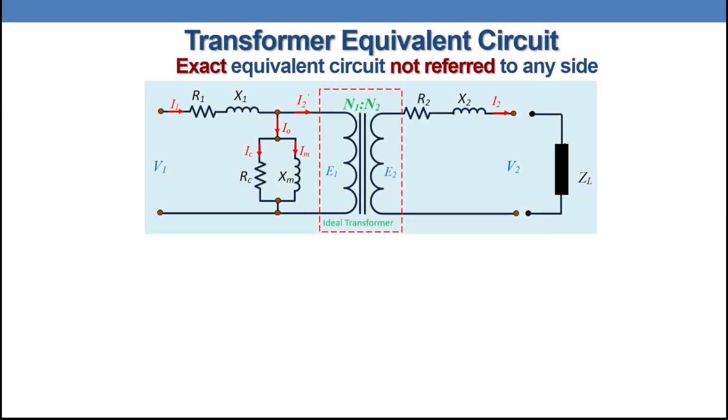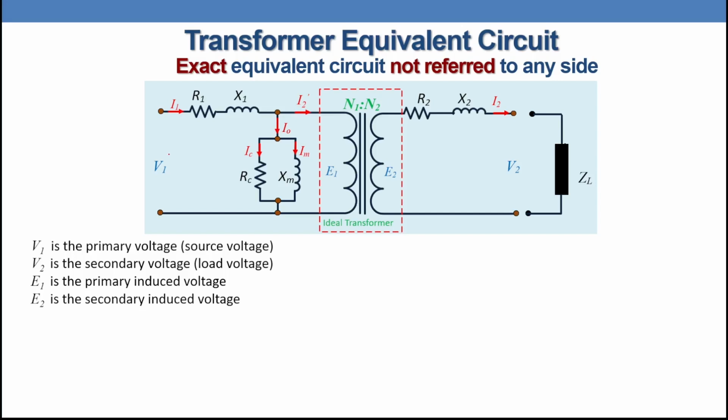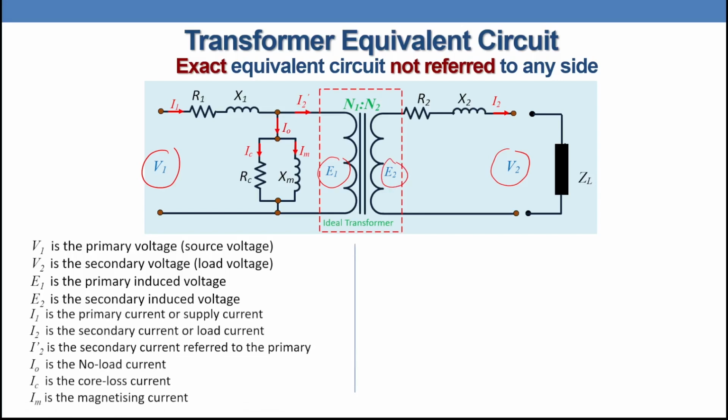So we have parameters in the primary side and parameters in the secondary side, and in between we have the ideal transformer. So let us identify the parameters and ratings. We are going to start with voltages. V1 is the primary voltage or source voltage, and V2 is the load voltage or secondary voltage, while E1 is the induced voltage in the primary side and E2 is the induced voltage in the secondary side. What about the currents? I1 is the primary current or the supply current, and I2 is the secondary current or load current.